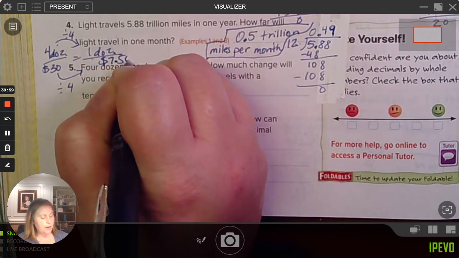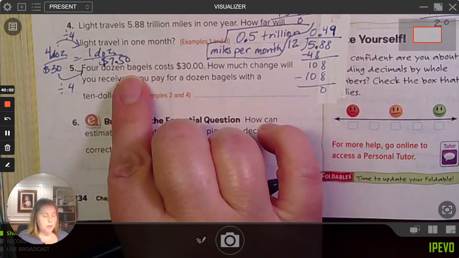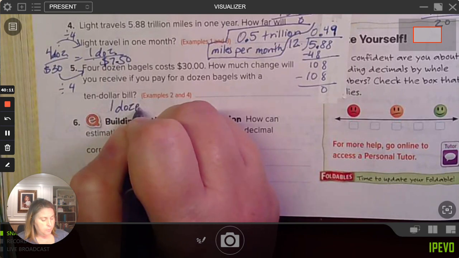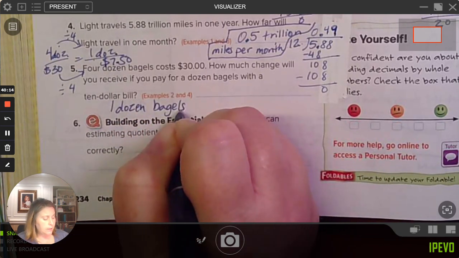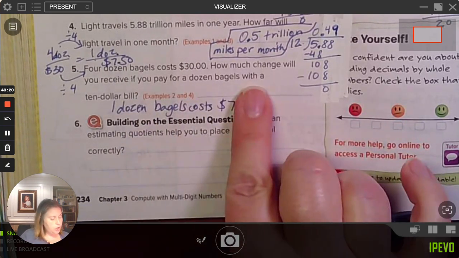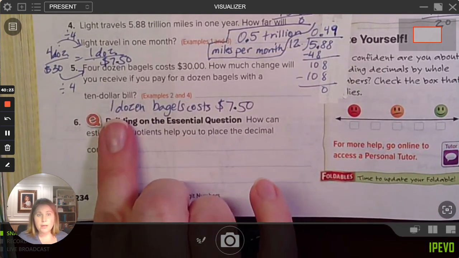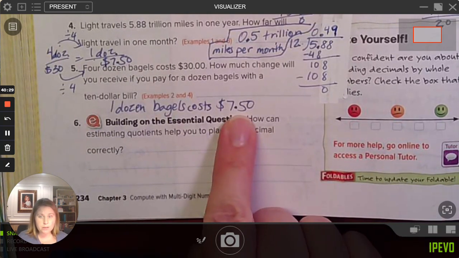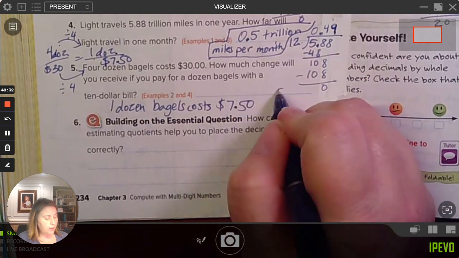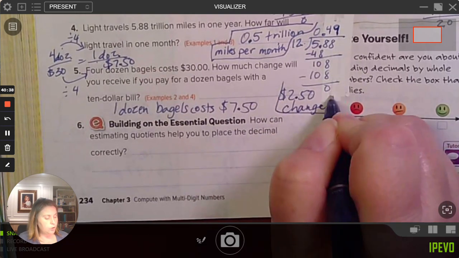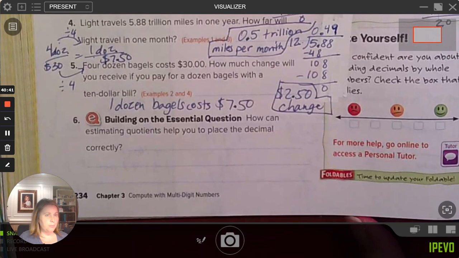And I should have written that the other way around. I should have done dollars per dozen because that's typically how we would say price. But that's okay. It's about the proportion. So 1 dozen bagels cost $7.50. And then how much change would you get if you paid with a $10 bill? Again, I'm probably not subtracting, I'm probably counting up. From $7.50 to 8, I add 50 cents, and then from 8 to 10, it's $2, so I would get $2.50 change. And you don't have to do it that way. I just wanted to give you a way to think through the problem a little differently.